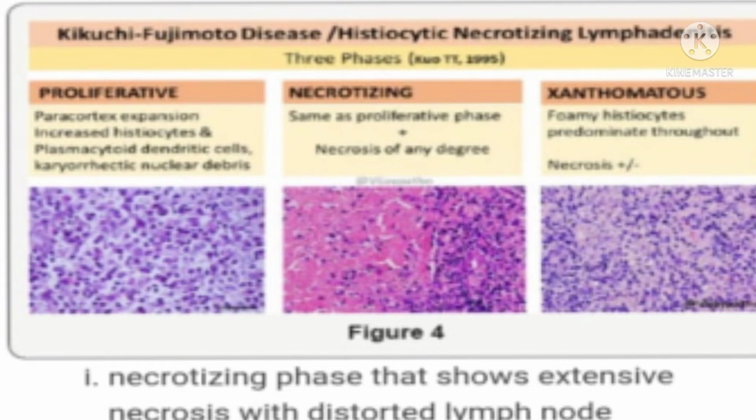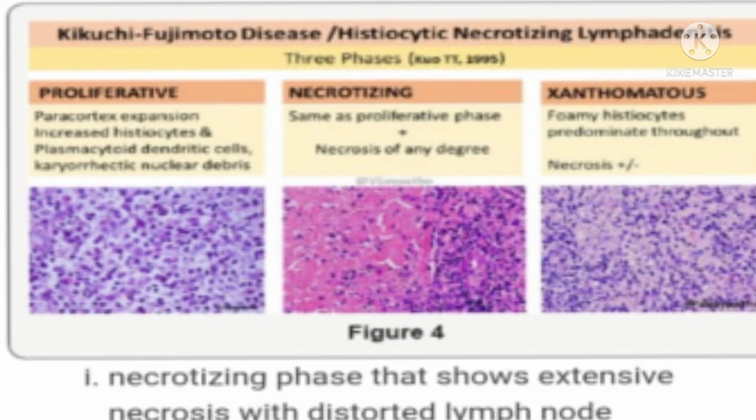First is proliferative. Rajeshri can read. There are three phases in Kikuchi's disease: proliferative, necrotizing, and xanthomatous. In the proliferative phase, we have paracortex expansion, increased histiocytes and plasmacytoid dendritic cells, karyorrhectic debris, nuclear debris. Next, the necrotizing phase is the same as the proliferative phase, plus necrosis of any degree can be present. In the last phase, there is a xanthomatous reaction, that is, foamy histiocytes predominate throughout the necrosis. So these are the three stages of Kikuchi's we can identify.